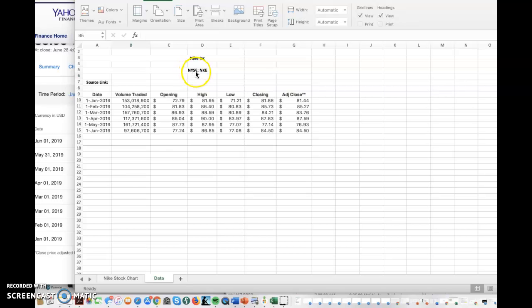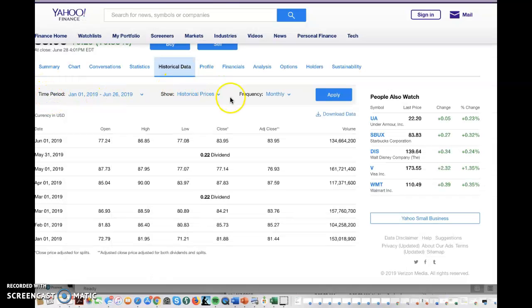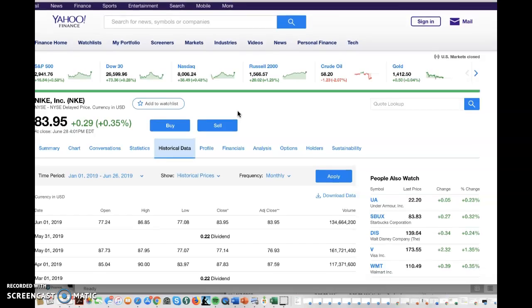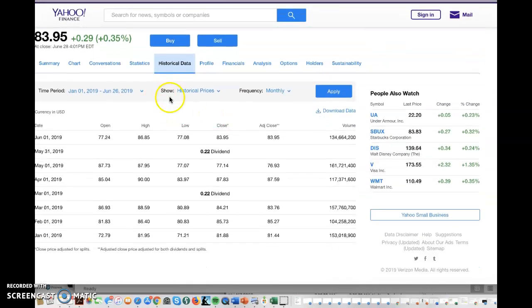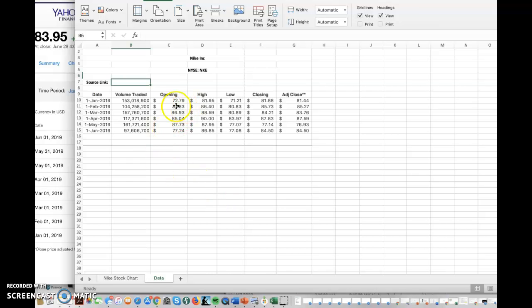Their New York Stock Exchange code is NKE. And here it is. Here's the page over here. I went to finance.yahoo.com and then was able to filter it to find the prices over the course of a 6-month time period, over a monthly period. Then I put all of that into a chart and gathered the key data, meaning the volume traded, the opening price, the high, the low, what it was at closing, and then the adjusted close.